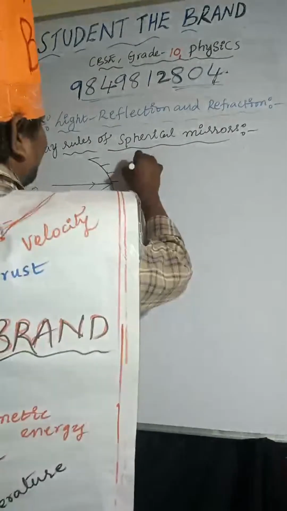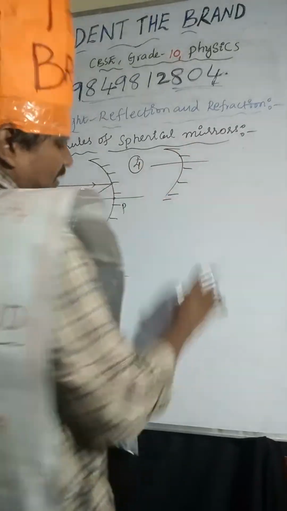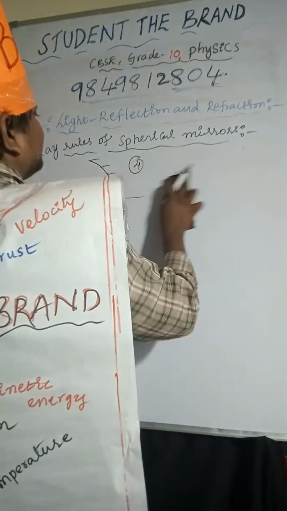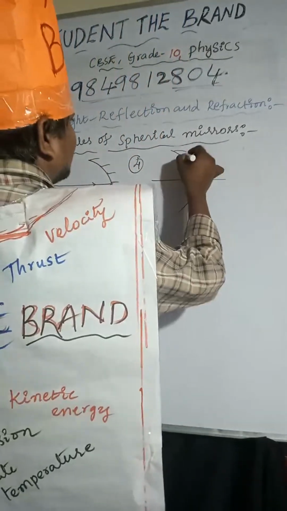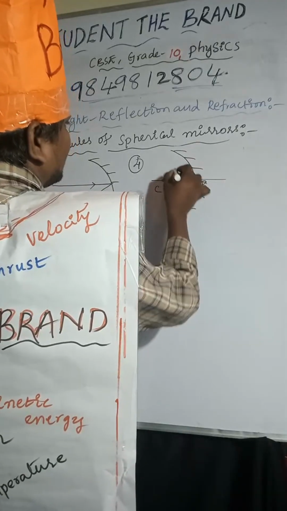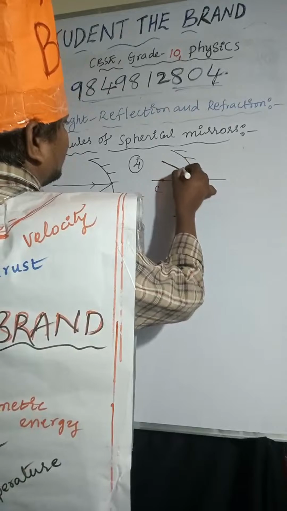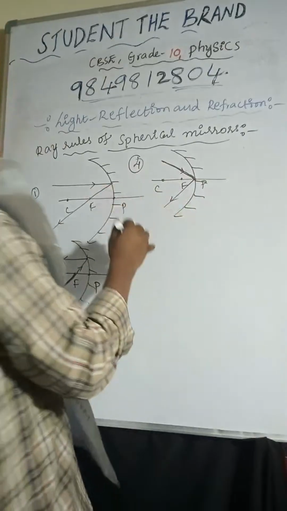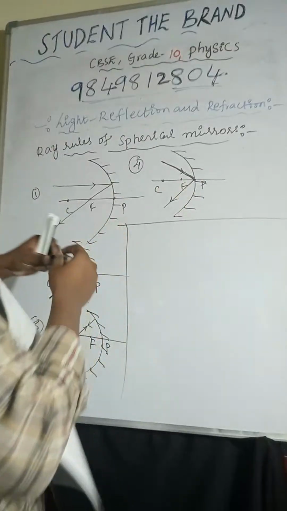And coming to the fourth one: if the light ray is incident at the pole, it reflects back. Here I am considering it like this: this is the pole, focus and center of curvature, and the light ray is incident at the pole. After reflection, it moves into the same medium. So this is about the concave mirror: one, two, three, four, four ray rules.